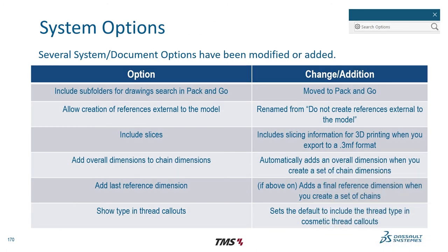A number of the system options in SOLIDWORKS 2020 have changed. So there's a couple of additions in there for some of the new features. The middle couple are the additions for adding some new dimensions inside the drawings, so there are obviously some options in there specific to them. Then, for example, the top one, options that were related to Pack and Go, have moved from the system options into the Pack and Go menu, just so it's a little bit easier to find.